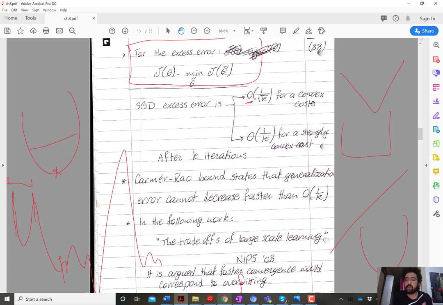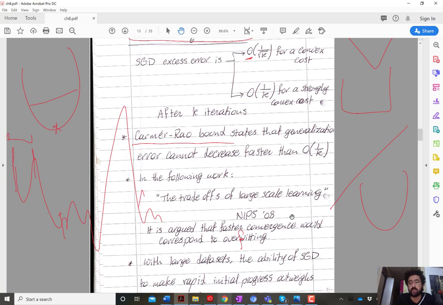Now, there is a fundamental result in statistical estimation, given by the Cramer-Rao bound. It says that if you look at the generalization error, not the training error, then the generalization error cannot decrease faster than linear with the number of training iterations. Hence there is a strong belief, formally analyzed in the paper "The Tradeoffs of Large-Scale Learning" presented at NIPS 2008, that if you converge faster than linear in terms of the training error, then you are overfitting. If you are decreasing the training error faster than linear, that's a sign that you could be overfitting.